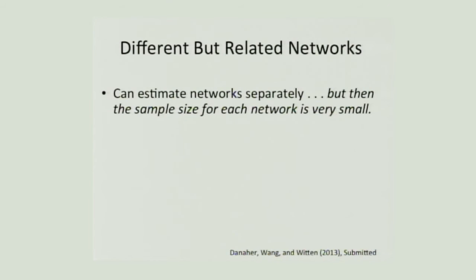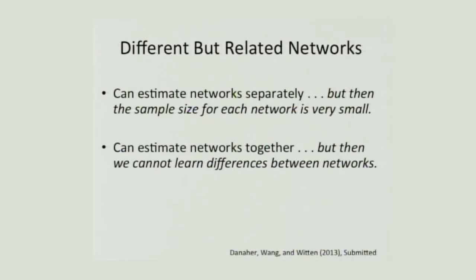So what can we do in this setting? We have 100 tissue samples corresponding to condition A, which could be some type of cancer, and 100 corresponding to condition B, which could be normal tissue. And we want to make sense of this data. One thing we can do is just estimate each network separately. And we all know how to do that now. We can use the graphical lasso, for instance. But the problem is then the sample size for each network is very small.